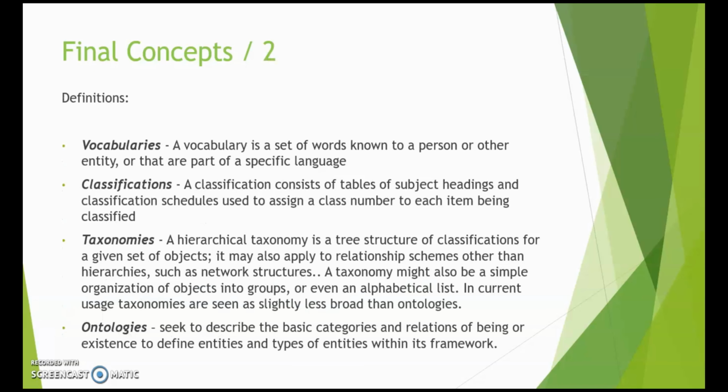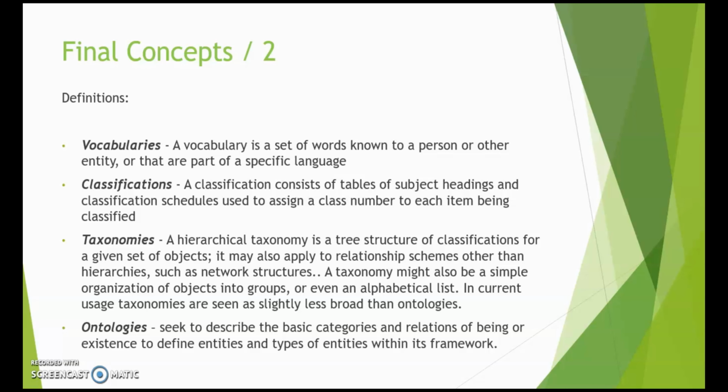Second part, a few more definitions. We talk about healthcare informatics, so we think of categories, vocabularies, classifications, taxonomies. We already talked about that, and ontologies. So let's start from vocabularies. A vocabulary is a set of words or concepts known to a person or other entity, or that are part of a specific language. Vocabulary, of course, comes from vox, vocis in Latin, a synonym for voice, which in turn is connected to the structure of our mouth, os in Latin. And they're the basic building blocks.